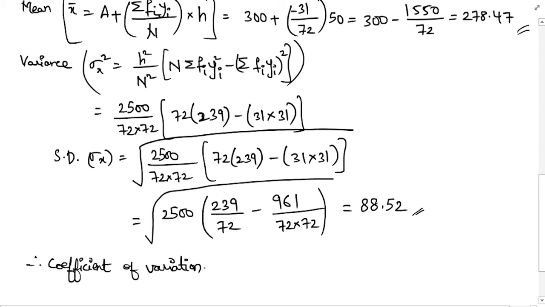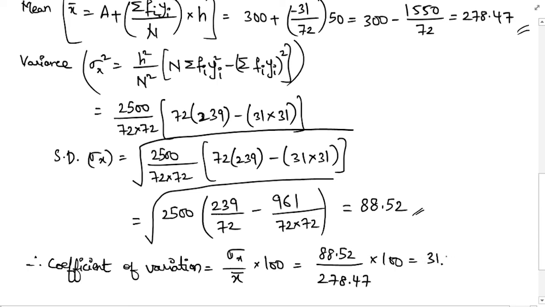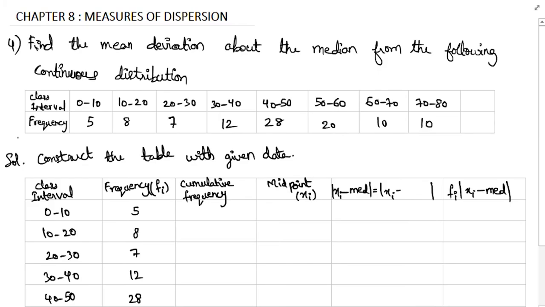Coefficient of variation is equal to sigma x by x bar into 100, that is equal to 88.52 divided by 278.47 into 100, that is equal to 31.79. That is our answer. So now we'll move on to the fourth question.